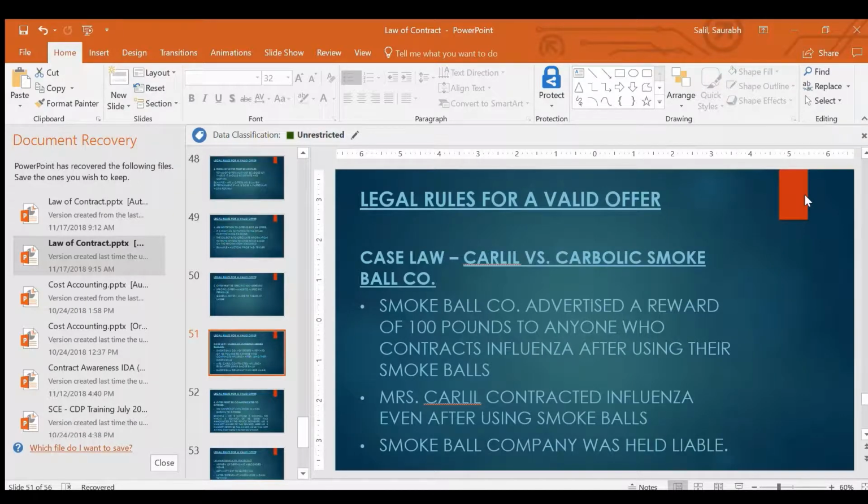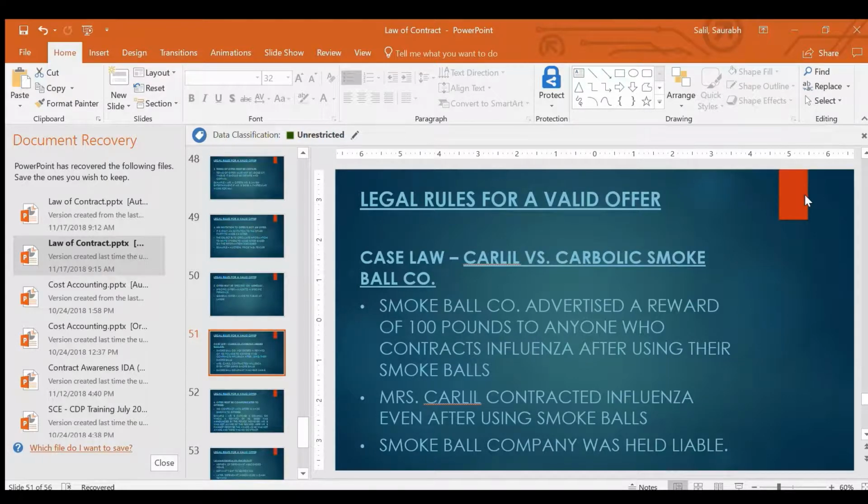So this Mrs. Carlill, on the faith of this advertisement, bought and used the smoke balls as per the written directions and still contracted influenza. She sued the company to claim her £100 and the company was held liable. So the company making an advertisement is making a general offer to the public at large, right? It's an offer to anybody who's reading that offer, and accordingly there is a contractual relationship between them.